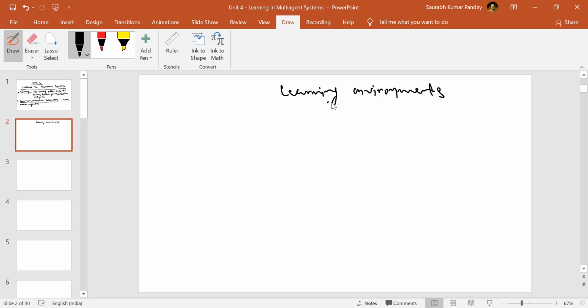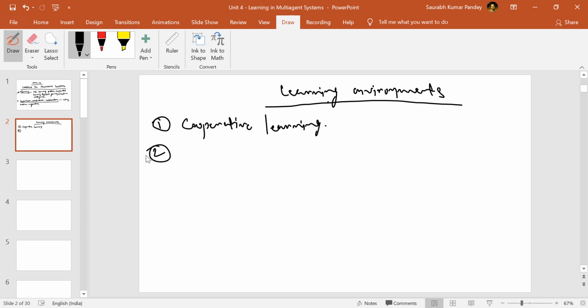The first learning environment is the cooperative learning environment. And what is the second learning environment? The second is repeated games with learning agents, wherein we talk about the games played by the agents, but they learn from that particular game.